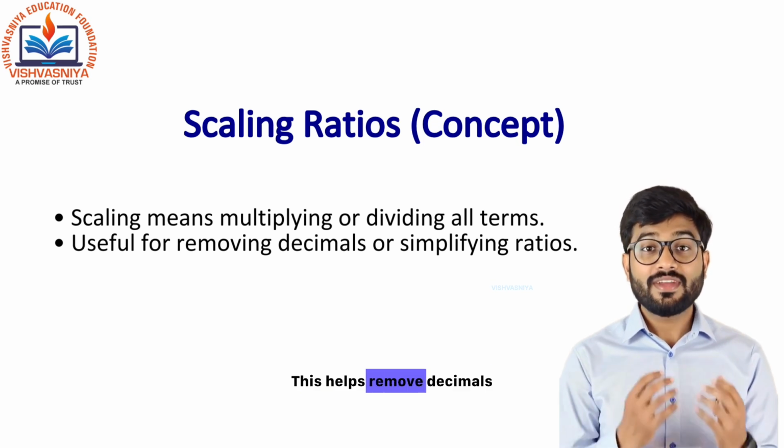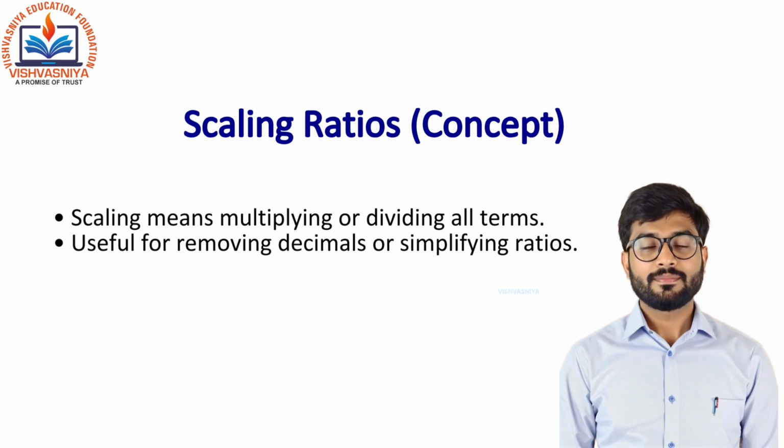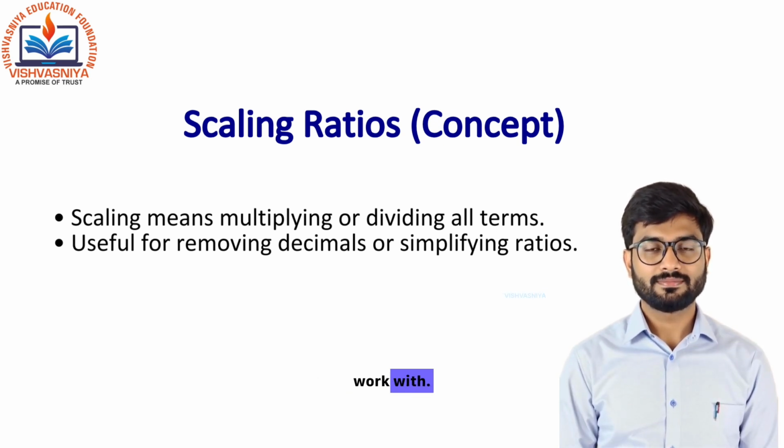Scaling a ratio means multiplying or dividing all terms by the same number. This helps remove decimals or fractions and keeps the comparison unchanged. Scaling is used to make ratios easier to work with.